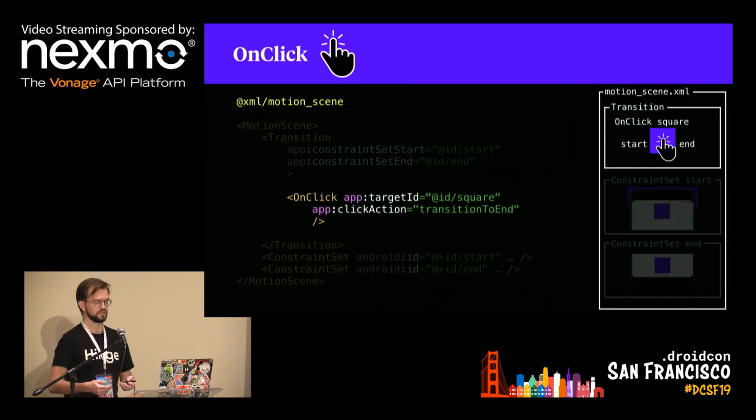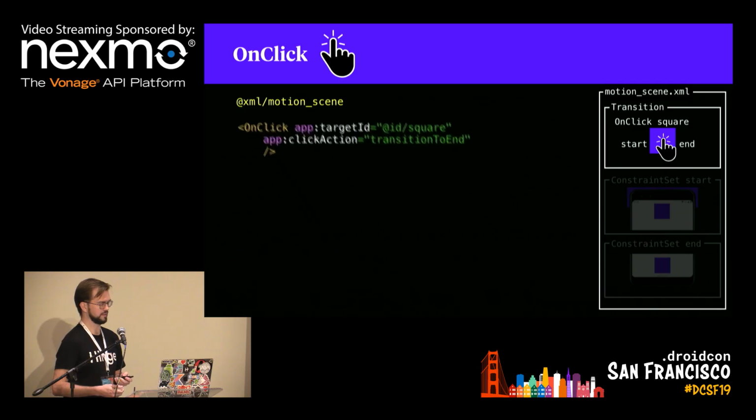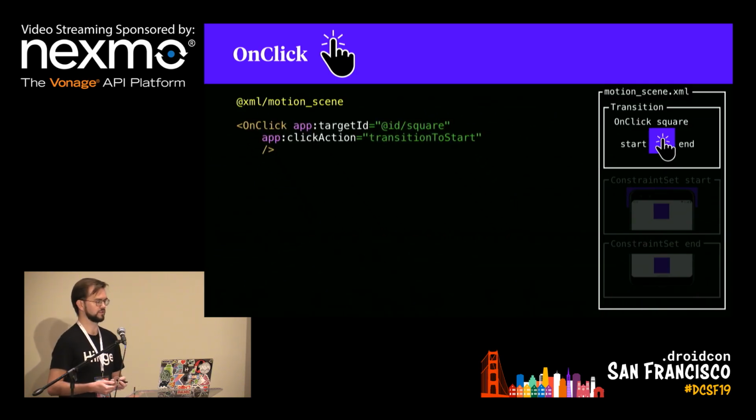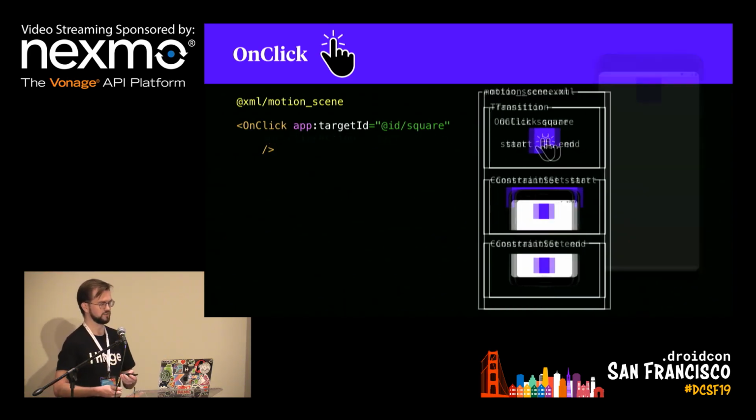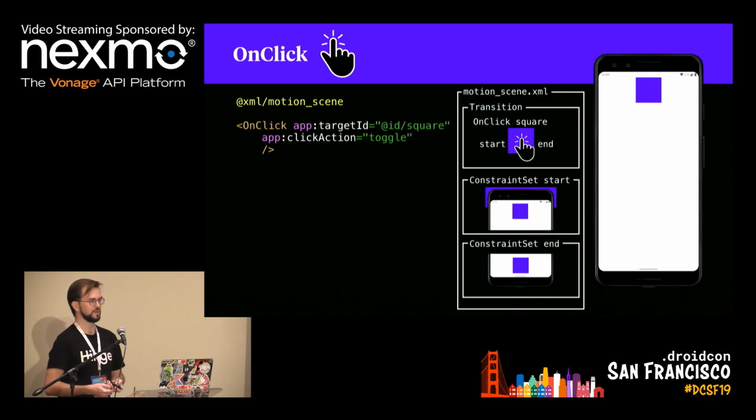So looking back at on-click, I'm going to want to drill into that and what the options are with that gesture. You also have transition to start, which in this scene would do absolutely nothing because you're in the start constraint in the first place. So that's not meaningful. But what you can do is have a transition to end or transition to start as one click action. This is pretty verbose, so you could actually rewrite it as toggle, and both of those do the exact same thing. You can toggle it back and forth.